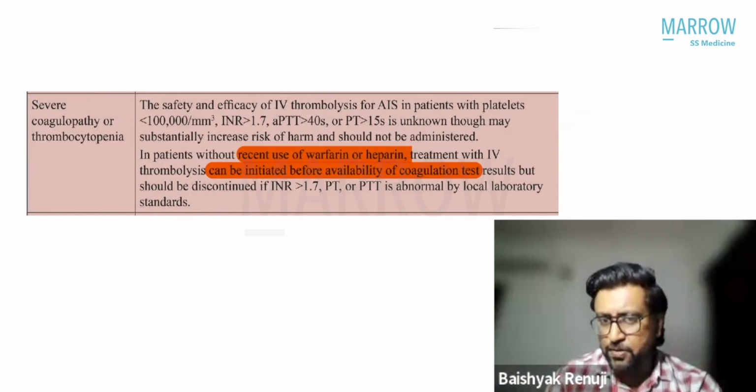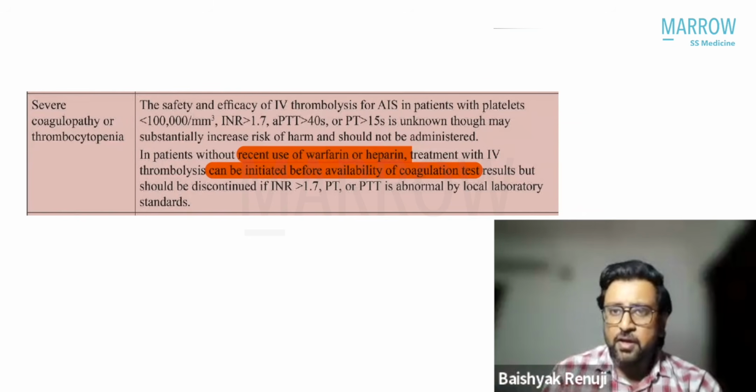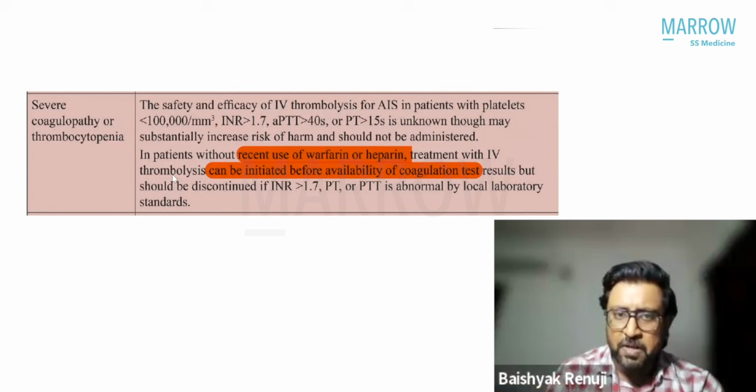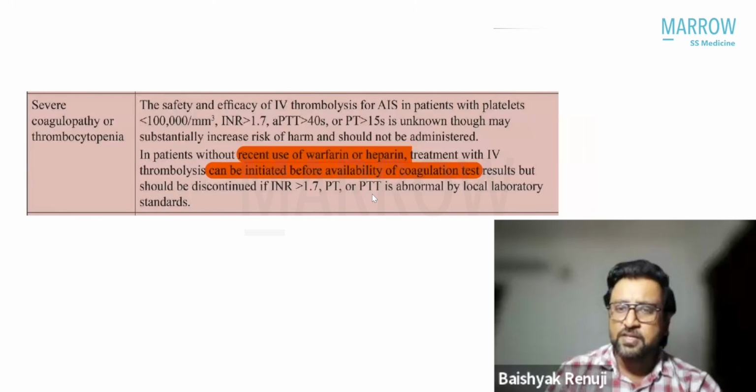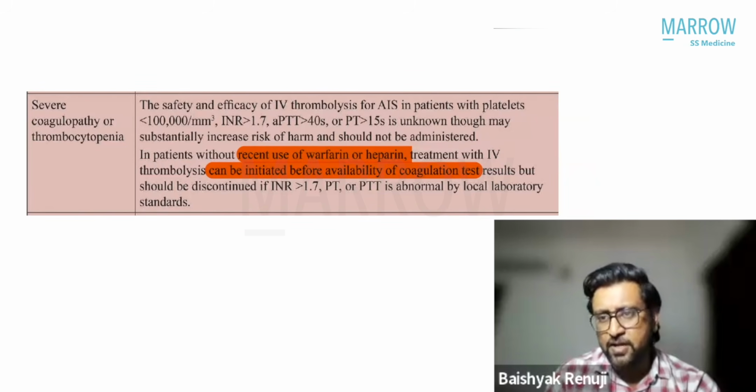So INR more than 1.7, APTT more than 40, and if unknown, though it may be, there is substantially increased harm and it should not be administered. And recent use of warfarin or heparin, treatment with IV thrombolysis can be initiated before available coagulation test, should be discontinued if INR more than 2. So this is practically not feasible with alteplase. What they're telling is about alteplase, what was there in the previous guideline also.